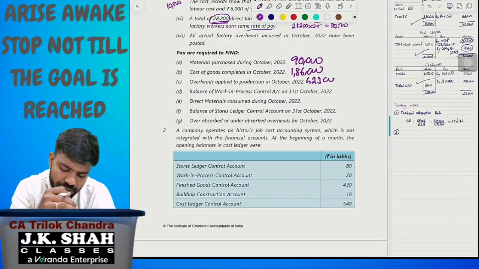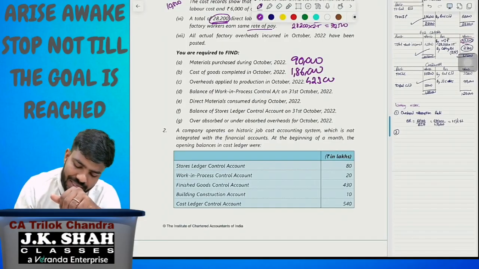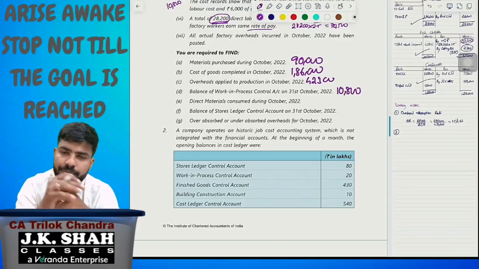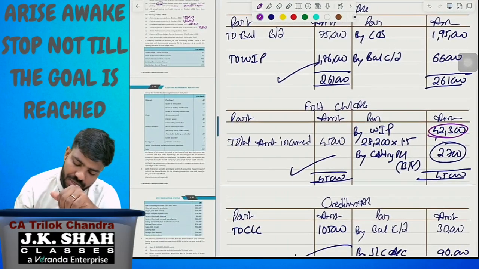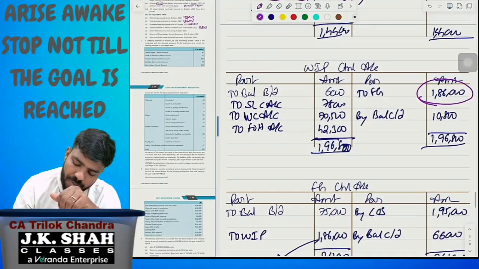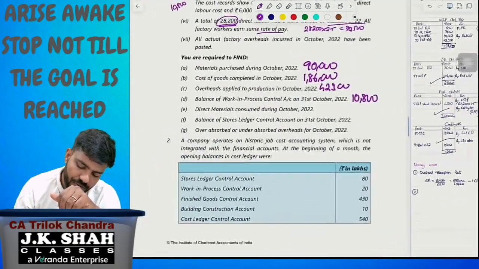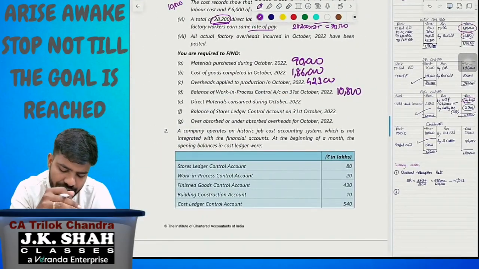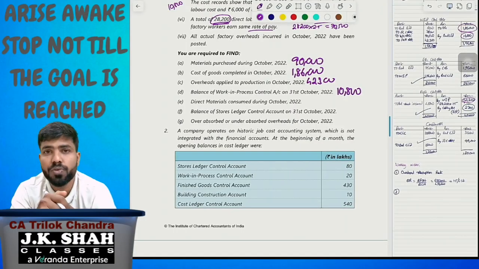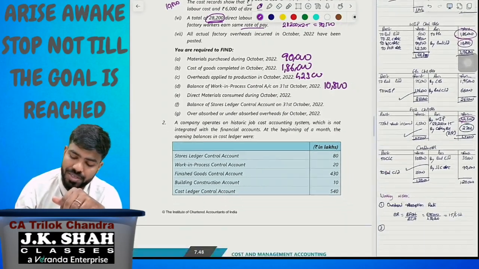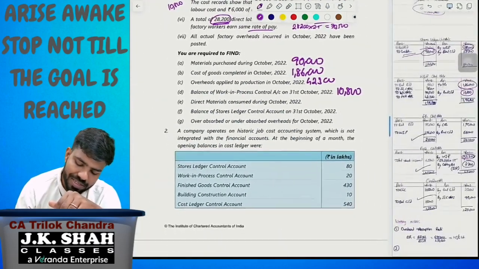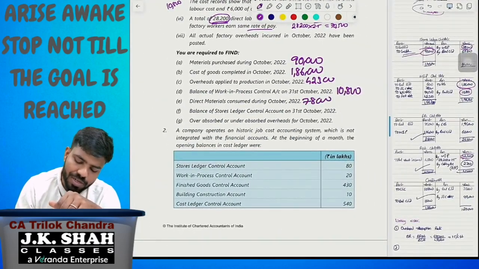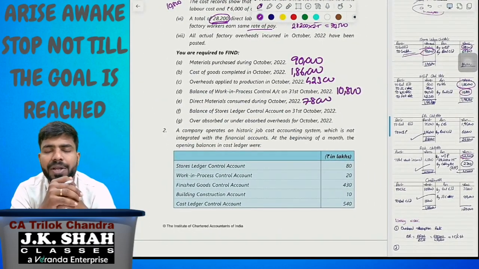Balance of work in progress control account. We calculated 10,800, just now I deleted it. Or else you can check with the WIP closing stock, 10,800. Next, direct material consumed during October 2022. We can check with the SLC account. How much is the value of raw material consumed? Consumed is 78,000. So we'll write the same thing here, 78,000. I'm presenting the solution slightly different from the study material.